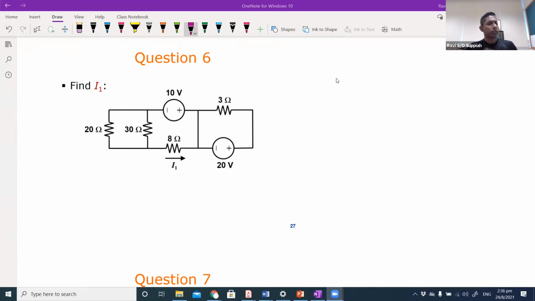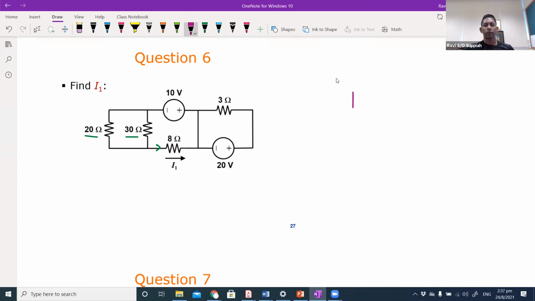Okay, so in this question 6, we have a circuit here with two voltage sources, and they ask you to find I1. All right, so the first thing is, where is I1? I1 is this current that flows through this 8 ohm resistor. And you can see that over here you have two resistors in parallel, 20 and 30. So I can effectively combine this.